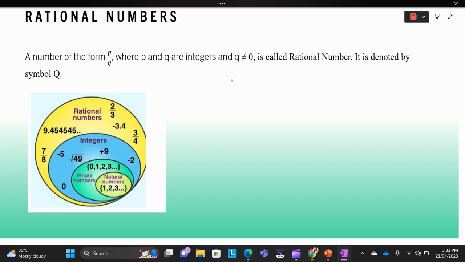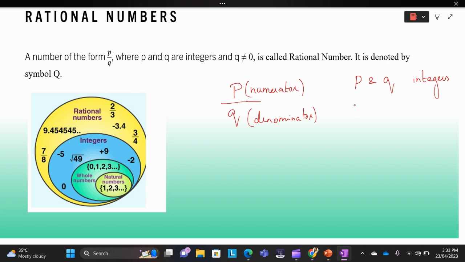Any number which can be expressed in the form of p by q, or we can say it can be expressed in terms of a fraction. So p is nothing but the numerator, and q is nothing but the denominator, isn't it? So it can be expressed in the form of a fraction, that is p by q, where p and q should be integers. So what are integers? What are the numbers included in the integers? Positive numbers, negative numbers, and 0, isn't it? But there is only one constraint here, the denominator q shouldn't be 0.